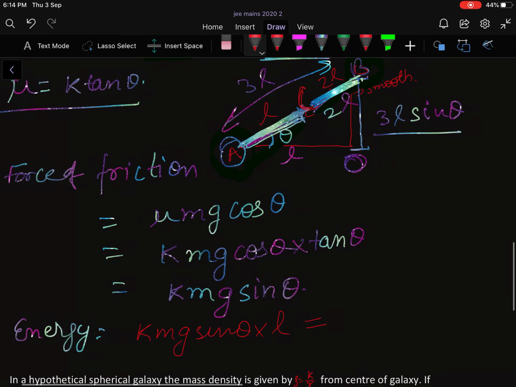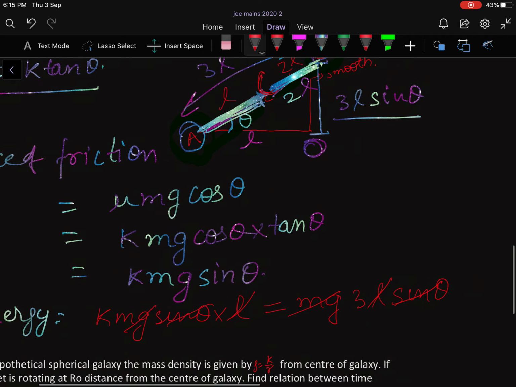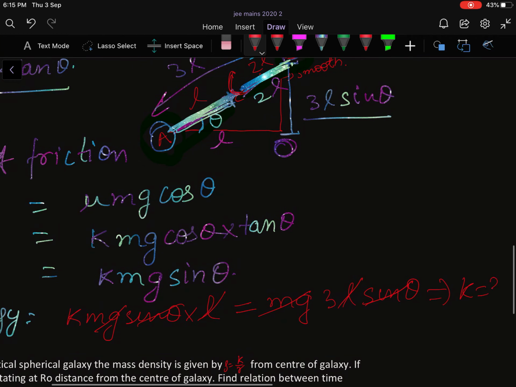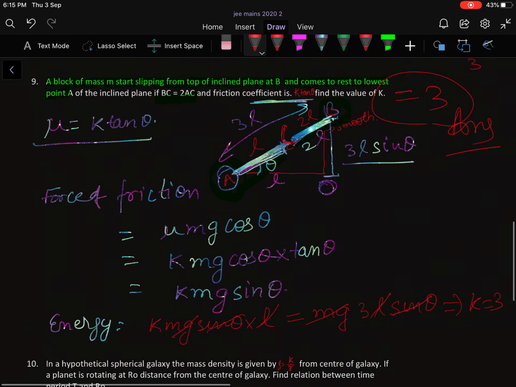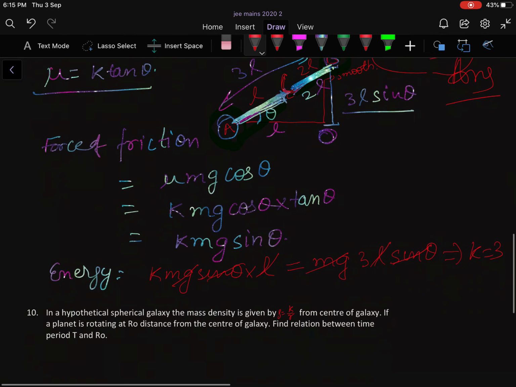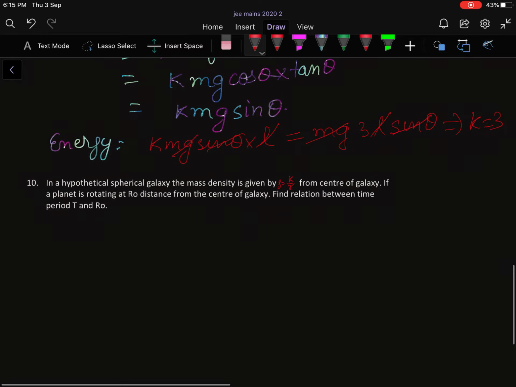And this is equal to the total potential energy that was supposed to be converted into kinetic energy, that is mg times height, which is 3L sin theta. Correct? So by solving it, you can see that everything gets cancelled out and k becomes 3. So k equals 3. This is an integer type question, so k equals 3 is the answer. Wasn't it easy? I think it was the easiest question they have asked. No, there were questions even easier than this.